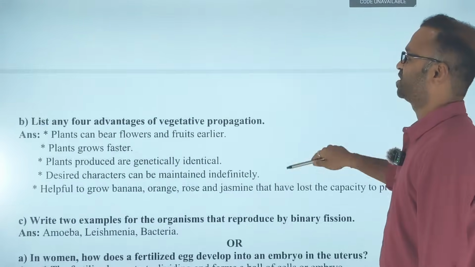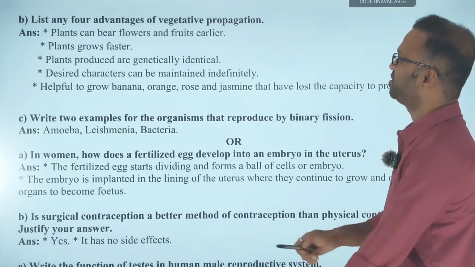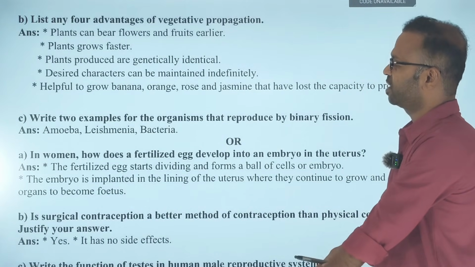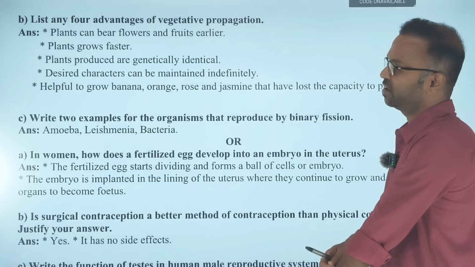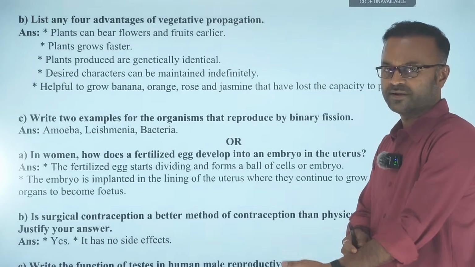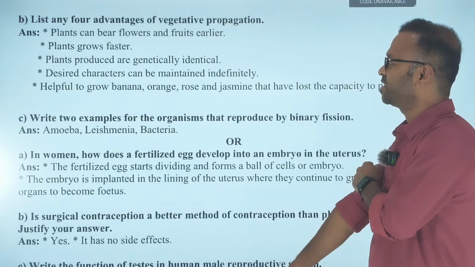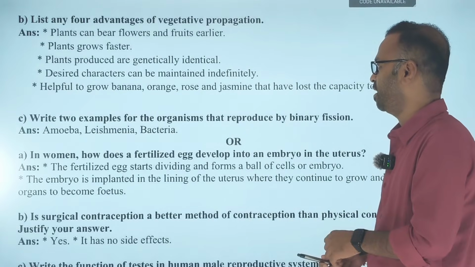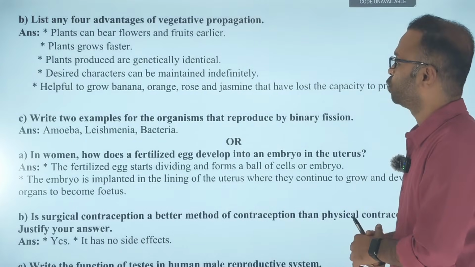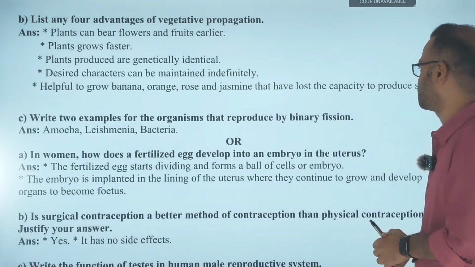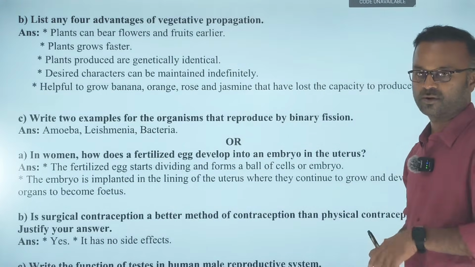Okay. So the next question is, write any 4 advantages of vegetative propagation. Plants can bear flowers and fruits earlier. We usually obtain the desired character. Plants grow faster. Plants produced are genetically identical. Desired characters can be maintained indefinitely. It is helpful to grow banana, orange, rose and jasmine that have lost the capacity to produce seeds or viable seeds.